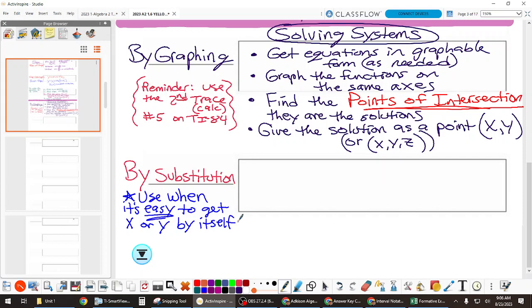Okay, first step. Get a variable by itself. I would recommend choosing the easiest one. But maybe that's kind of subjective. Maybe for you X is, maybe someone else thinks Y is, like we saw a second ago.